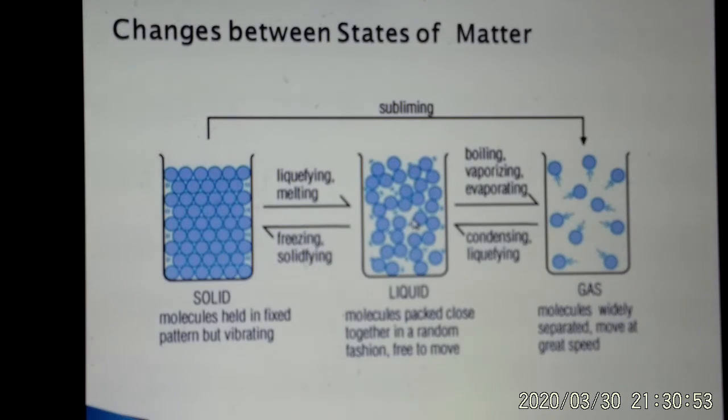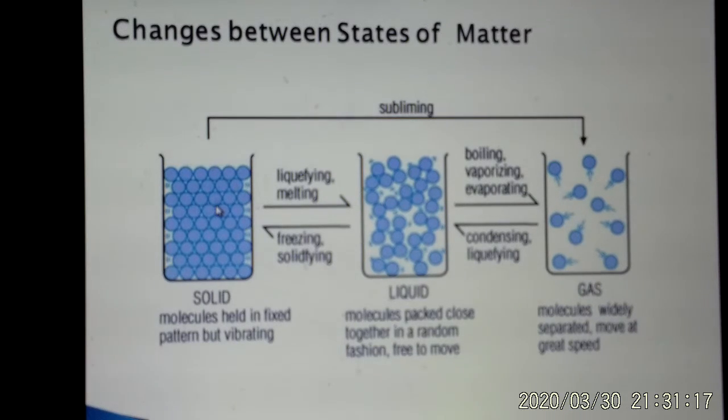From a liquid, I can go to the gas state. And when I do, you could be boiling, you could be vaporizing or evaporating. Those all refer to going from the liquid state to the gas state. If I go from the gas state to the liquid state, I'm condensing. It's condensation, or I'm liquefying.